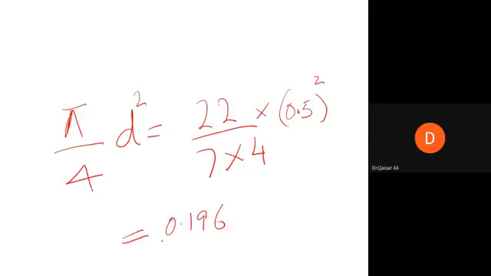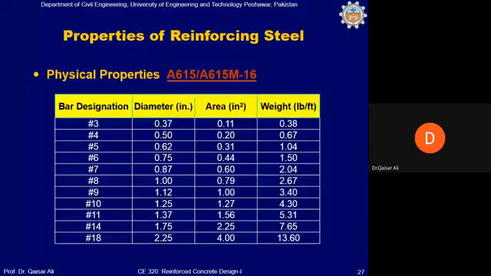But as you have seen, there were ribs also on the bars. Because of these ribs, we will round this to 0.2. Ribs are not included in this diameter because the actual diameter is 0.5; with the ribs, we round this to 0.2. So a number 4 bar has an area of steel equal to 0.2 square inch. In the same manner, you can calculate the area of steel for every bar. The weight can also be calculated very easily. Let's say we calculate the weight for number 5 bars.